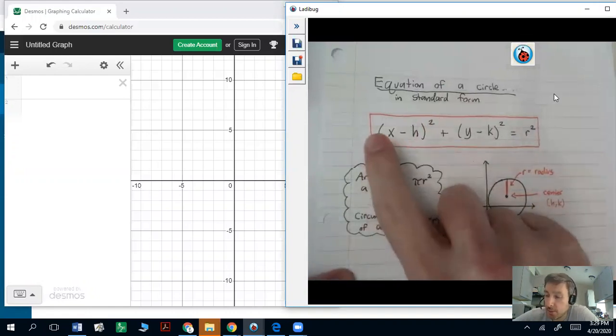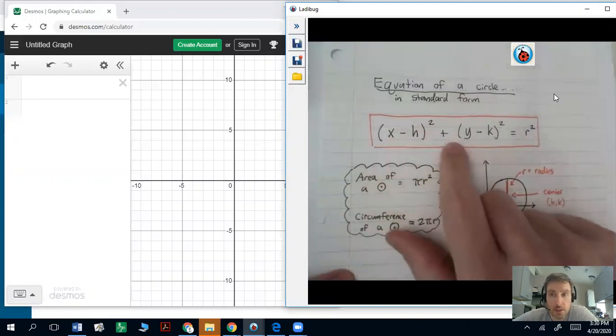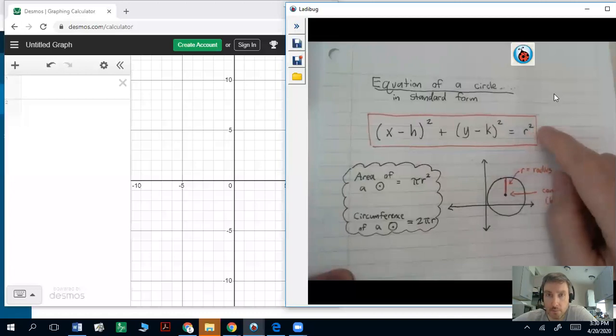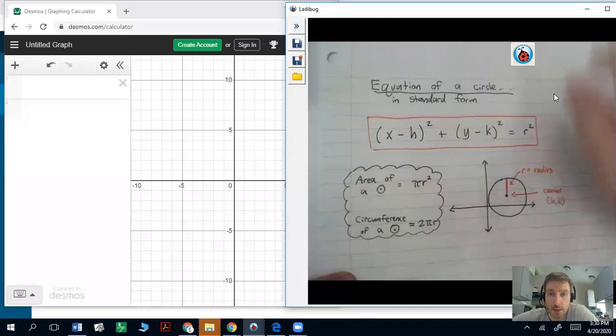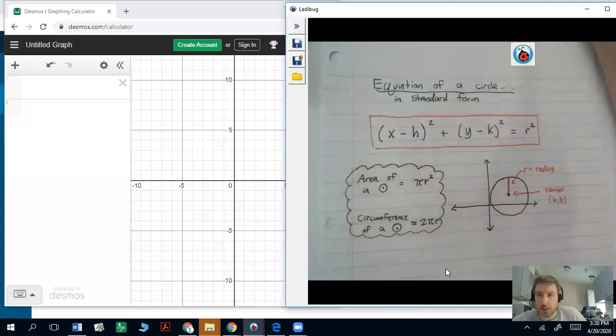The equation states that (x minus h) squared plus (y minus k) squared equals r squared, and it can graph any equation of a circle in the coordinate plane. So let's break that down and make sure that we know what h, k, and r stand for.